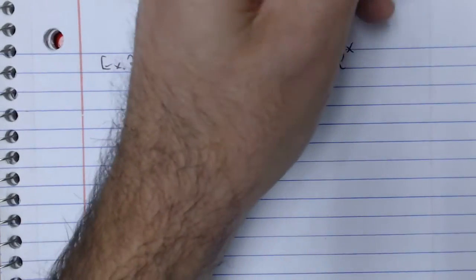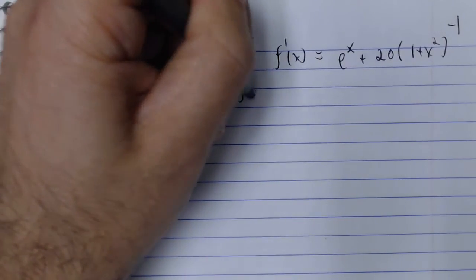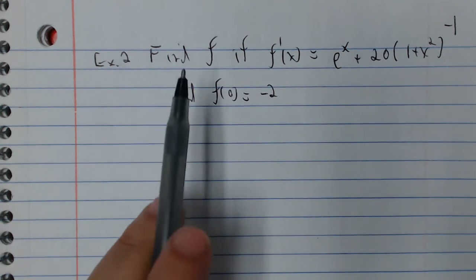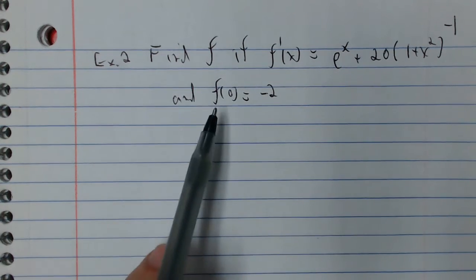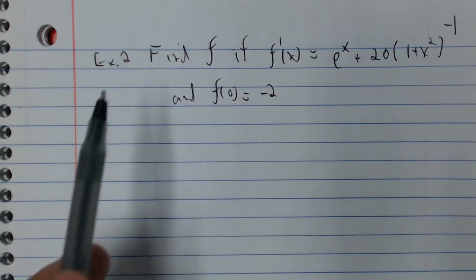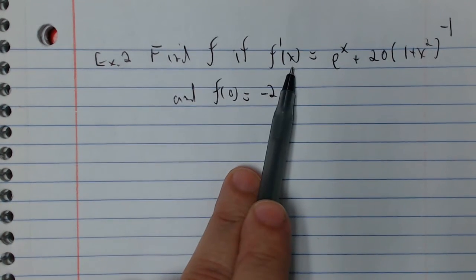We would say find f if f prime of x equals e to the x plus 20 times 1 plus x squared to the negative 1. And we're told that f of 0 equals negative 2. So now let's focus on this for a minute. And if you want, you could try to find this on your own and then press play on the lecture. First pause it and then play it again to see if you got this right. But here's what I know. We have f prime. We're trying to find f. Well, clearly f is the antiderivative of f prime.